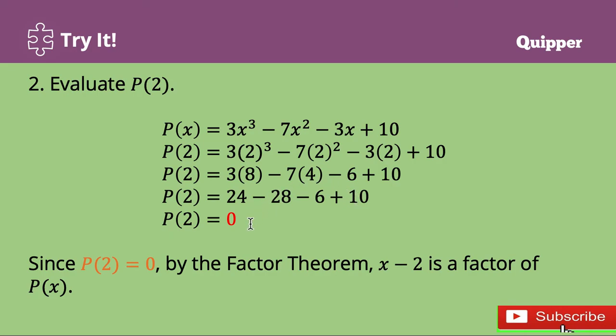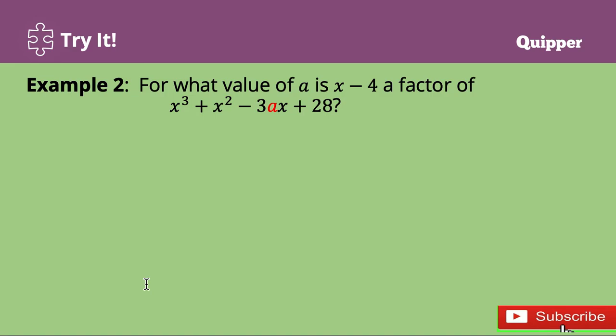Since p of 2 is equal to 0, by the factor theorem, x minus 2 is a factor of p of x. Again, if there is no remainder, then we can say that the divisor is a factor of the given p of x. Number 2. For what value of a is x minus 4 a factor of x cubed plus x squared minus 3ax plus 28? So we will find the missing value of a.